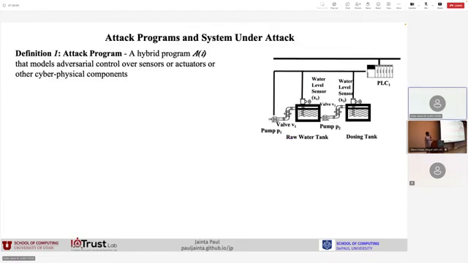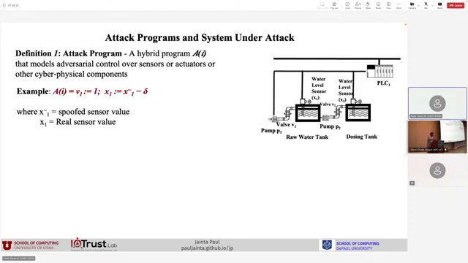For that, we define an attack program. An attack program is a hybrid program, alpha_A, that models adversarial control of our sensors or actuators or other cyber-physical components. For example, the same attack that I was talking about earlier, we define the attack program here as V1, 1 and X1, X tilde minus delta, which is the spoofed sensor value, the value that the adversary has injected into the sensor, and this is the real sensor value, and this is the valve.